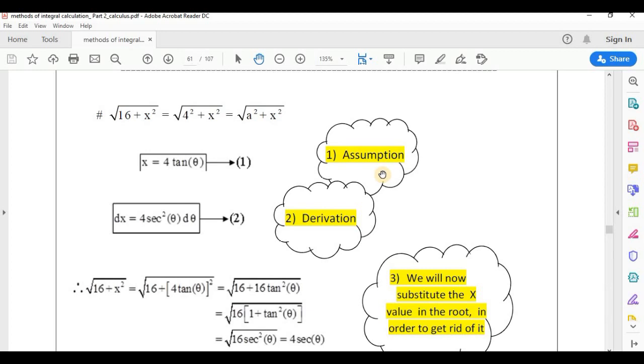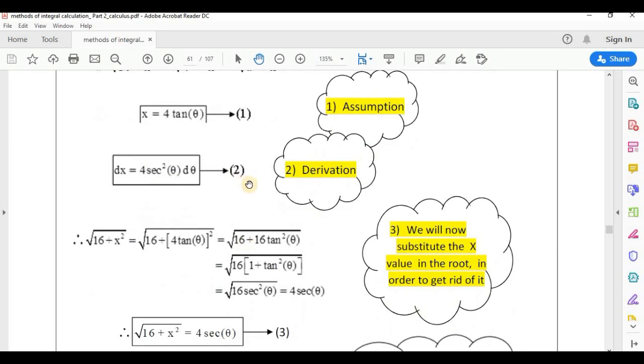Then we will follow the same steps we did in the previous example. Our assumption will be x equals 4 tan theta. We will call this equation number 1. Second step, derivation. We will take the derivative of both sides. dx will be equal to 4 sec squared theta d theta, and we will call it equation number 2.